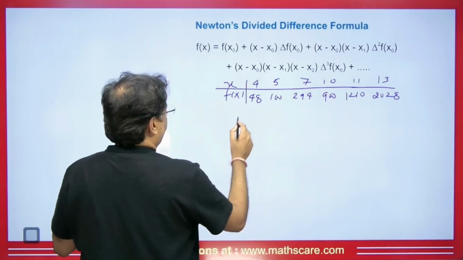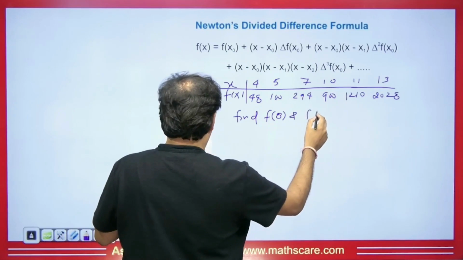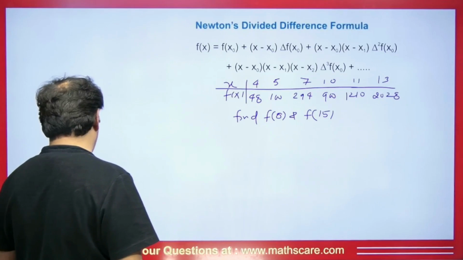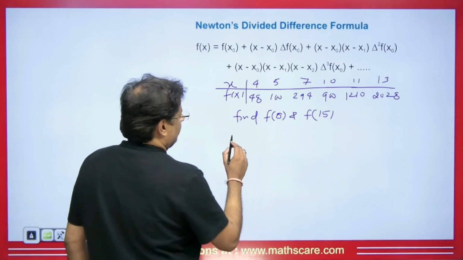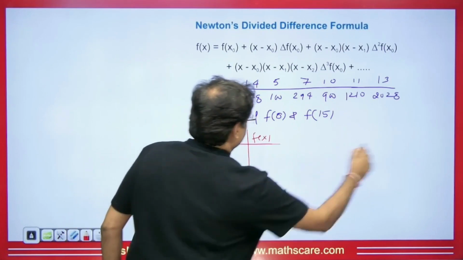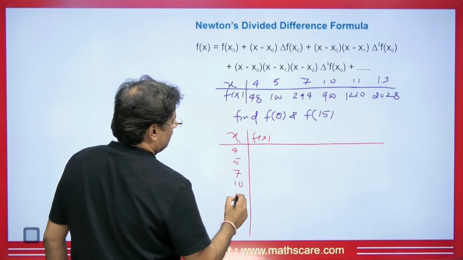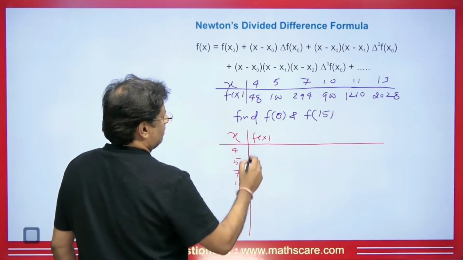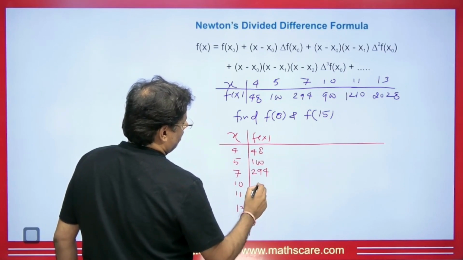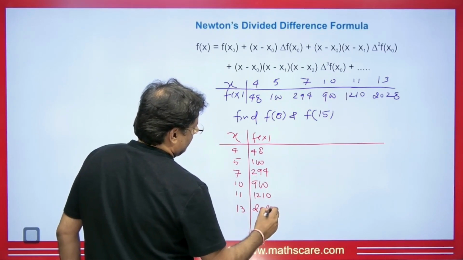Is it clear? Now students, here you are being asked to find the value of f8 and f15. You have to calculate the values of these two here. What will you do? You will create a difference table. Now how is a difference table made? Try to understand here. You will write x here and then here we will write its fx. Here this will come, students, 4, 5, 7, 10, 11 and 13. According to this, we have these values here: 48, 100, 294, 900, 1210 and 2028.